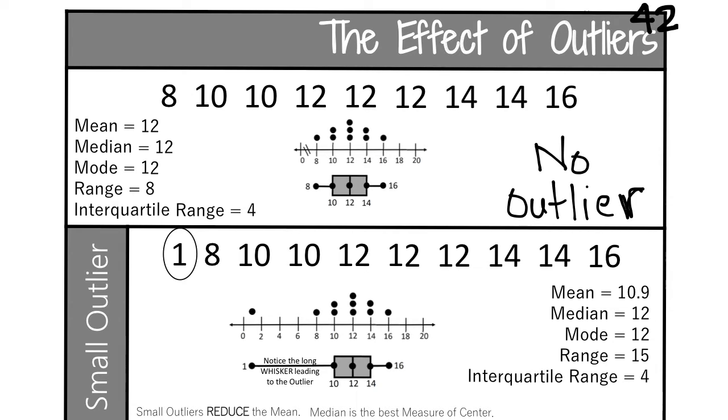If I have a small outlier, it reduces the mean, so it brings the mean down. So whenever I have an outlier, I'm better off, if I want to say what's the best way to describe my data, because they reduce the mean, the median is better to use when I have an outlier. Okay.